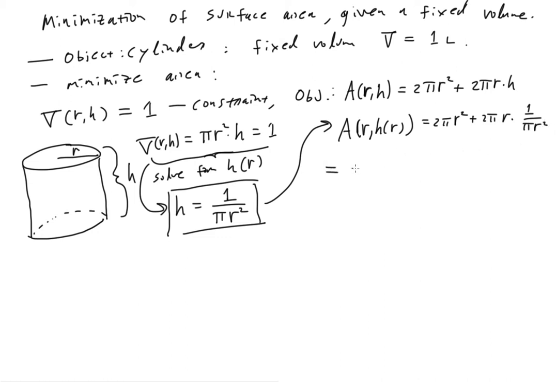We can simplify this. We're going to get 2 pi r squared. The pi's cancel there. One of the r's cancels there. And we're left with plus 2 over r. All right, so the next stage is to take the derivative of the area with respect to the radius. Now we're going to get 4 pi r, and then we're going to get minus 2 over r squared for the derivative of the 1 over r term, and then we're going to set it equal to 0.